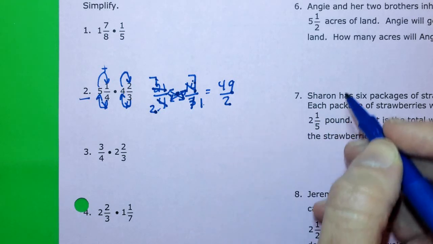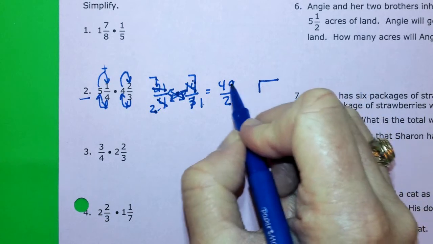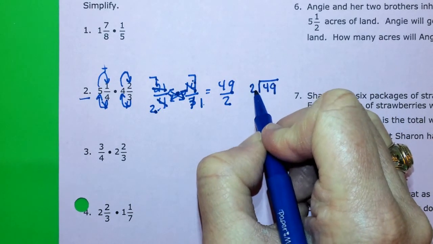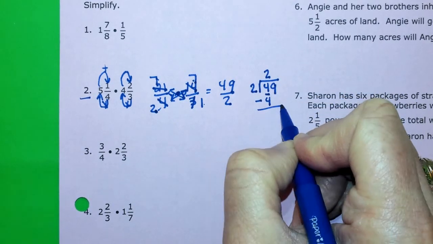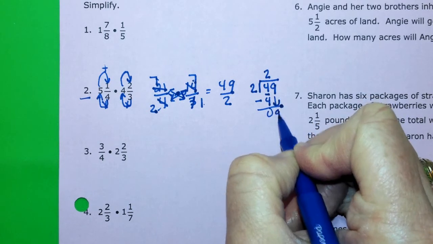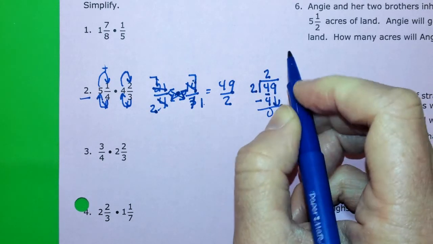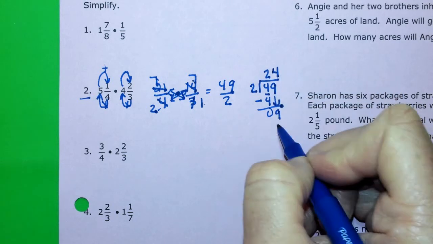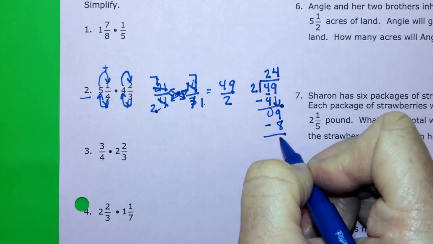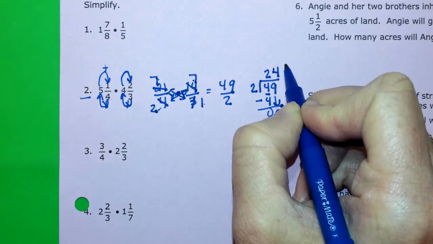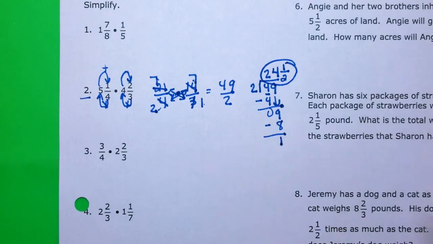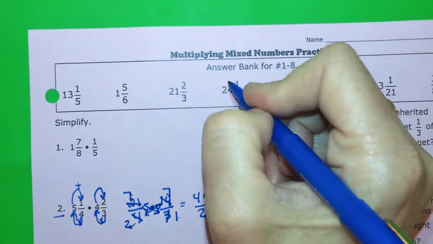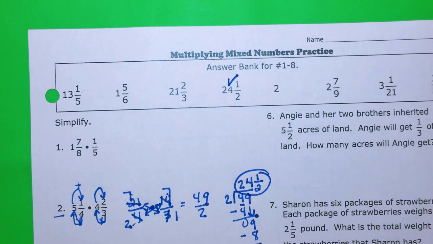So how do I do that? I do that using top dog in the house. So my 49 goes inside of the house, and it's divided by 2. I know 2 goes into 4 2 times, subtracting that 4. Give me 0, and I'm going to bring down this 9. And 2 goes into 9, you guessed it, 4 times, so subtracting 8, leaving me a remainder of 1. Now remember, that remainder becomes my numerator, and I keep my denominator. So my answer is 24 1/2, and if I look at my answer bank at the top, there is my answer, 24 1/2.